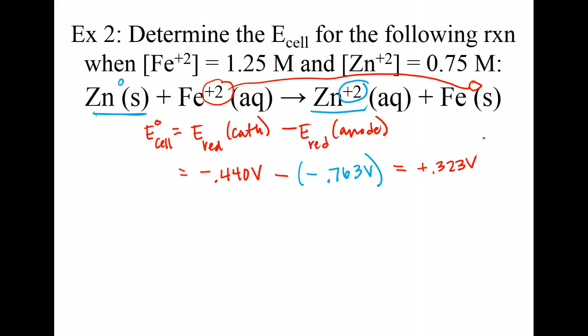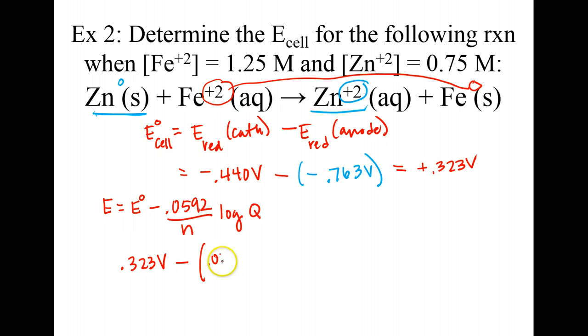And now that we have that standard E cell, we can use the Nernst equation. And our Nernst equation, E non-standard equals E standard minus 0.0592 over N log Q. And if we substitute, we'd have 0.323 volts minus 0.0592. Now N is moles of electrons transferred.